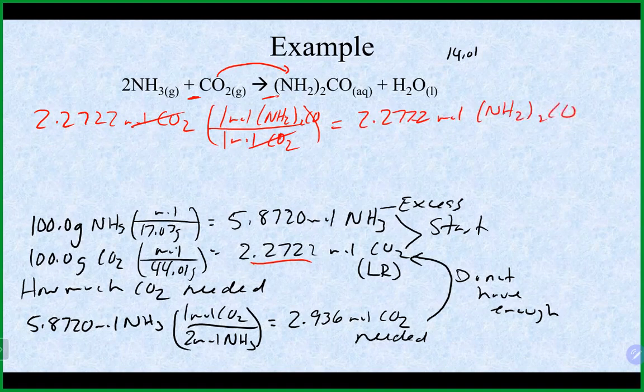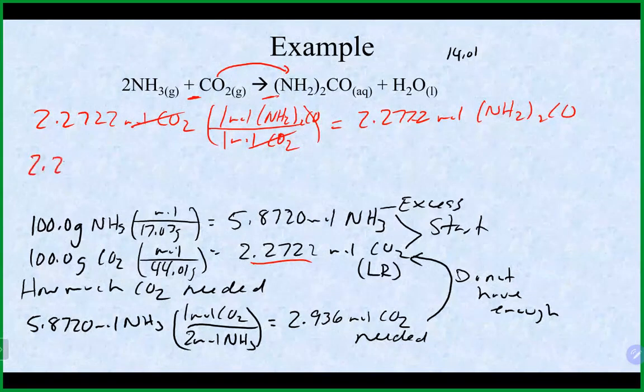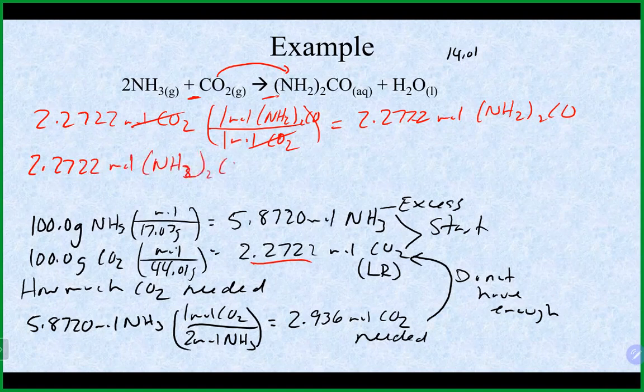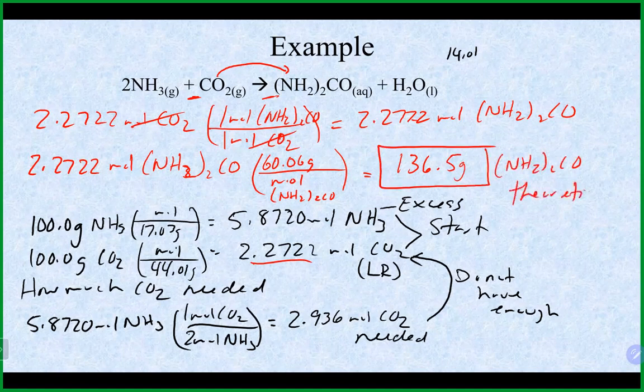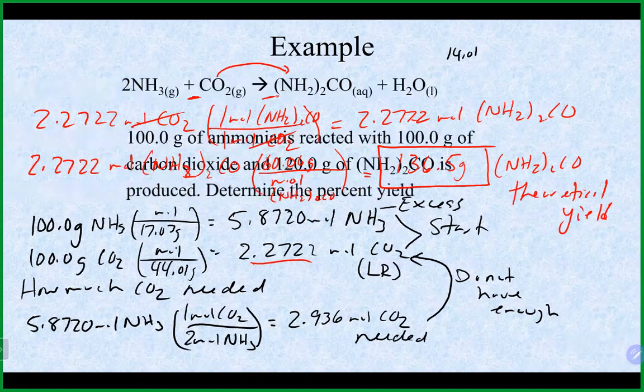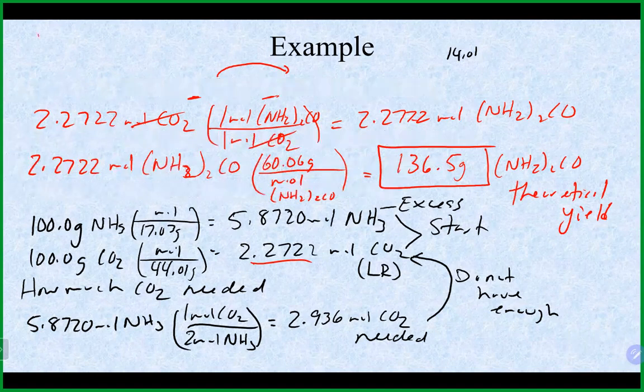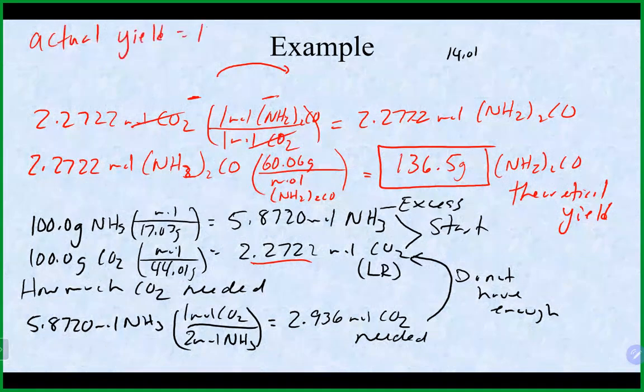Using the molar mass, which I just erased, was 60.06, I believe, we're going to convert that into grams of our product. Using the molar mass of 60.06 grams per mole, that's the molar mass of our product here, we get 2.2722 times 60.06, a theoretical yield of 136.5 grams of product here. And that is our theoretical yield. Now, our actual yield was given to us in the problem, which I kind of forgot, and which was 120 grams.